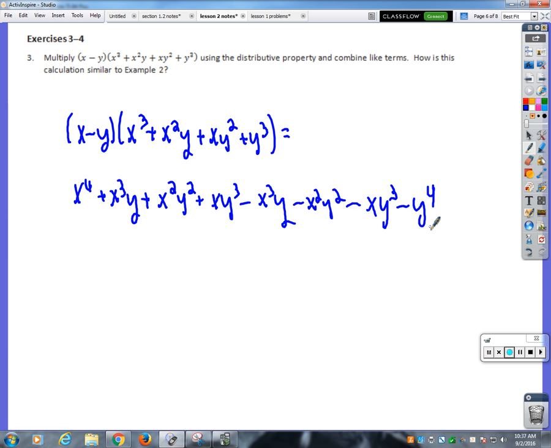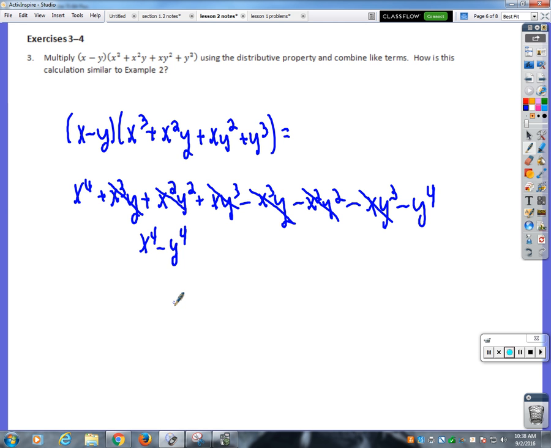So that would be our first step, and then what Gage is noticing is, once again, we have a lot of things canceling, right? Okay, so the x cubed y cancels with the negative x cubed y. X squared y squared cancels with negative x squared y squared. And then xy cubed and negative xy cubed cancel as well. So in the end, I'm left with x to the 4th minus y to the 4th.